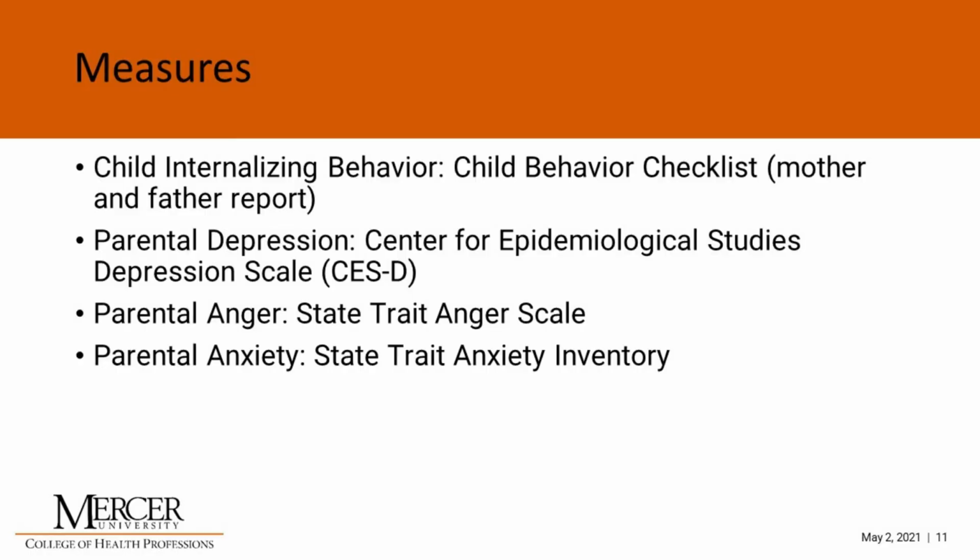We used some data from the NICHD database. There were about 1,300 families, and they were examined from birth to age 15. We looked at a subset of that data. We specifically used measures that looked at child internalizing behavior, so that was the Child Behavior Checklist, with both mother and father report. We also used a measure for parental anger, which was the State-Trait Anger Scale, and parental anxiety, the State-Trait Anxiety Inventory. These measures were assessed from grades 1 through 9, and the approximate ages were about 6 to 15. So we looked at parent anger, parent anxiety, and child internalizing behaviors.